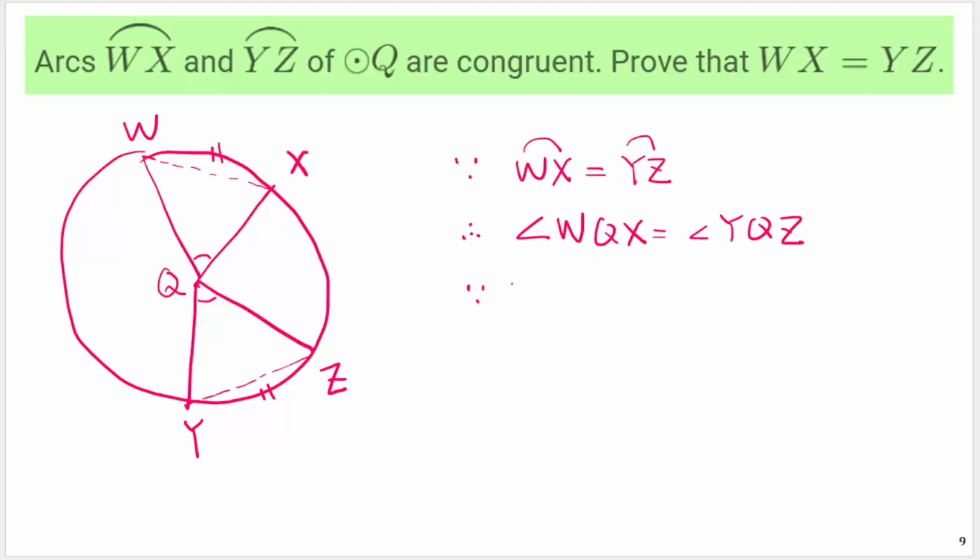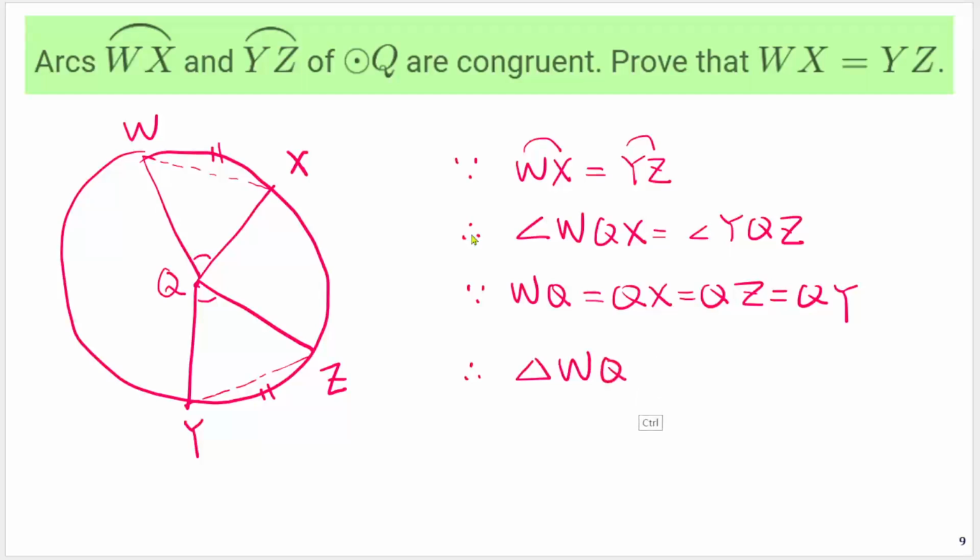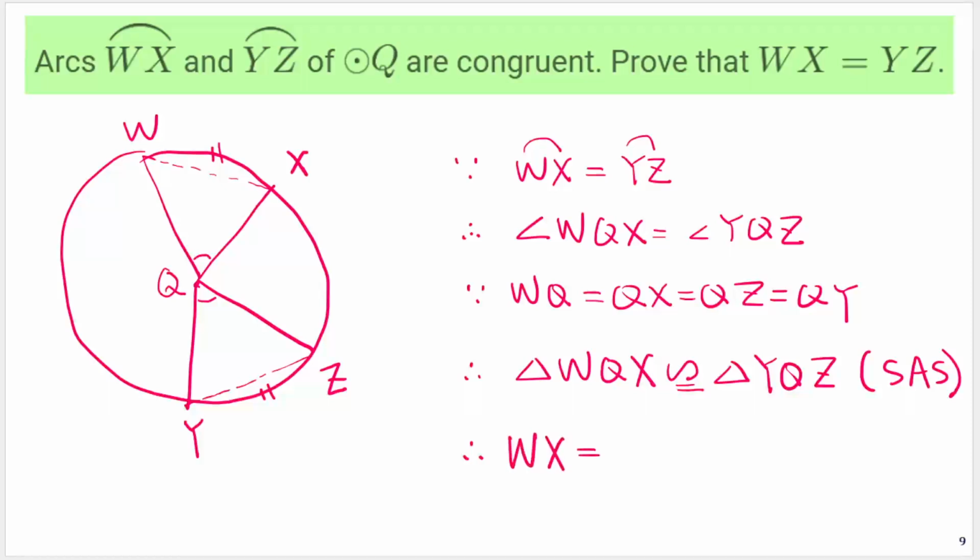And because we have WQ equals QX equals QZ equals QY, all of these sides are radii of the circle, so they have equal lengths. Therefore, we have triangle WQX must be congruent to triangle YQZ by SAS congruence. So we have the corresponding sides of the two triangles are congruent, which means WX equals YZ, right? Did you get it?